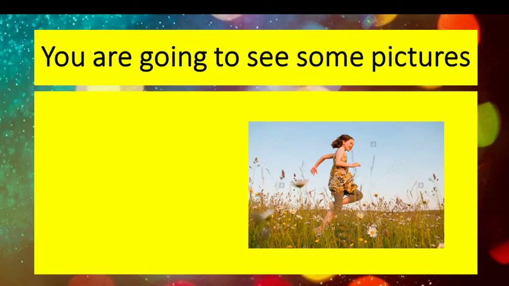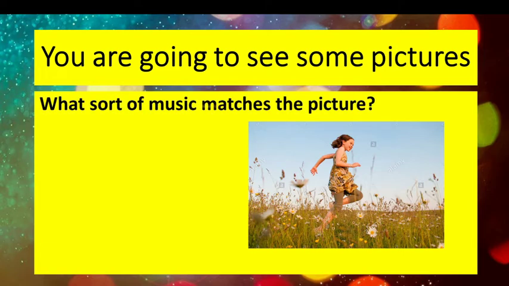So to start with this lesson you're going to be seeing some different pictures. When you look at those pictures I would like you to just pause the video and think about what sort of music matches the pictures. So would it be fast-paced? Would it be slow? What sort of instruments might you include?